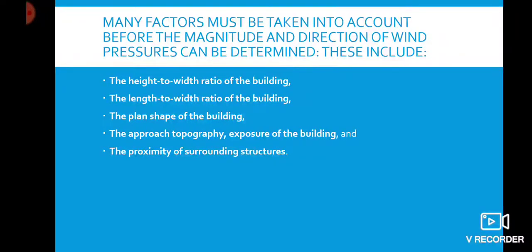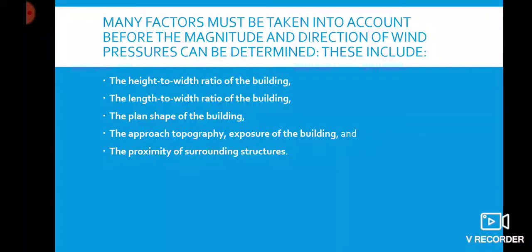The length to width ratio of the building. All buildings are at some time subjected to wind pressure, but some are more vulnerable than others because of their shape, exposure, or method of construction. One method of providing adequate resistance to wind pressure is to use material of high density. Therefore, buildings that are clad with lightweight coverings are more susceptible to wind damage than those using heavier ones.